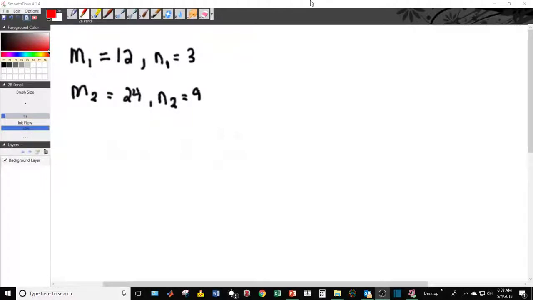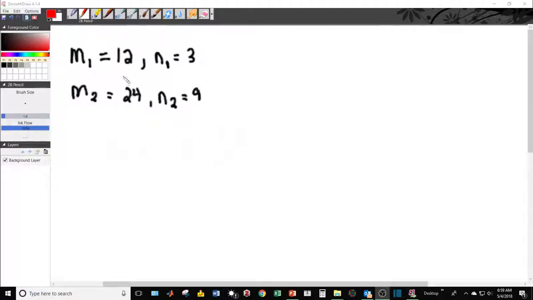I'll walk you through an example of a weighted mean. We use a weighted mean when we don't have access to the original data and we want to compute an overall mean based on individual group means. So here we have group 1 with a mean of 12 and group 2 with a mean of 24.